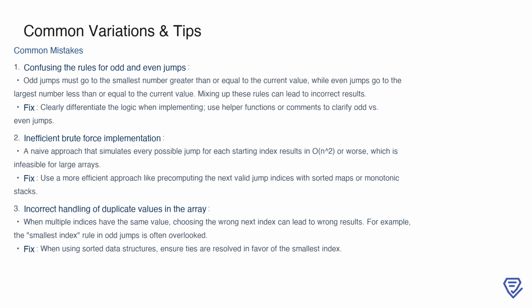Finally, be mindful of how duplicate values are handled in the array. If multiple indices share the same value, the smallest index rule for odd jumps is often overlooked, leading to errors. To address this, ensure that your implementation resolves ties correctly, prioritizing the smallest index when determining the next jump.